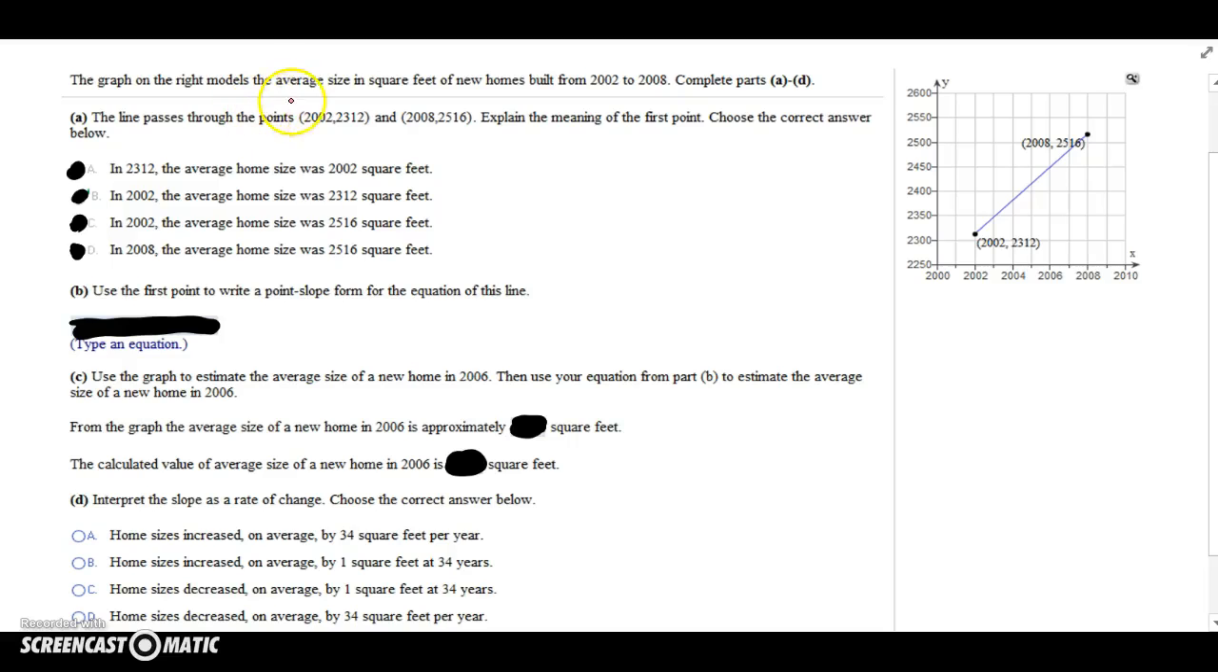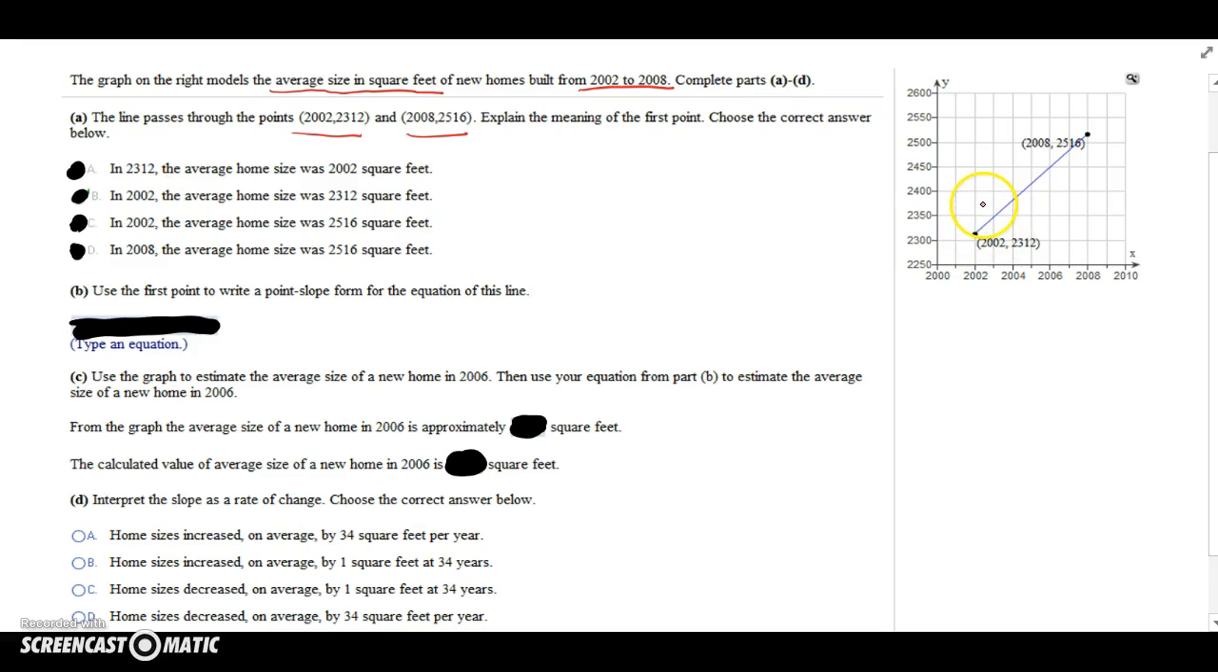It says the graph on the right models the average size in square feet of new homes built from 2002 to 2008. So it describes the average size of new homes in square feet during these years. Part A says the line passes through the points, this ordered pair and this ordered pair. They're shown on the graph as well. Explain the meaning of the first point. Choose the correct answer below.